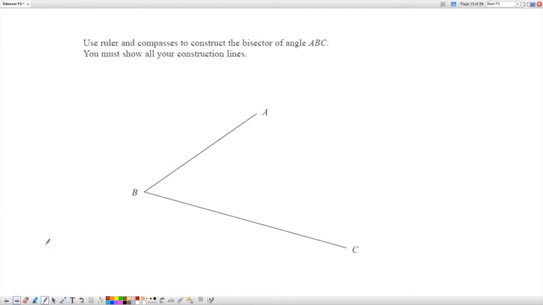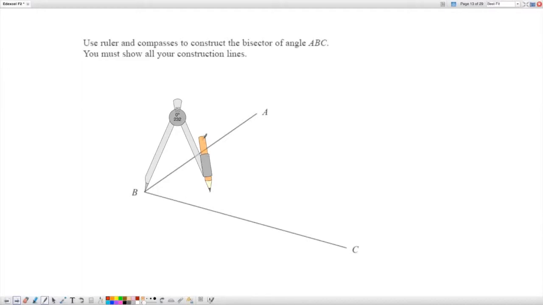In our next question, we're asked using our ruler and compass to construct a bisector of this angle. That means to cut the angle in half. To do this, we're going to need to take our compass here and place our sharp point on B. So looking here at the screen, you need to make sure that the sharp point is in B. Now, you need to extend out not too far, but probably about halfway along our line here.